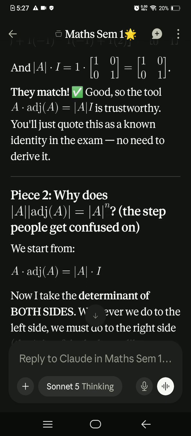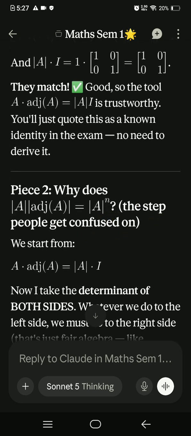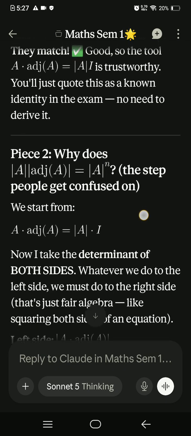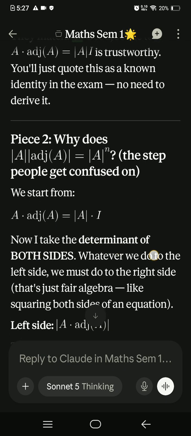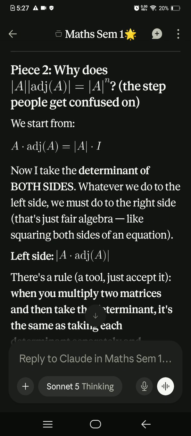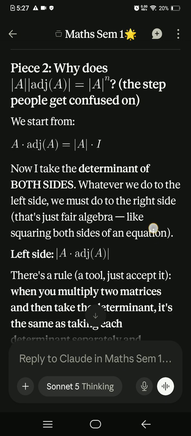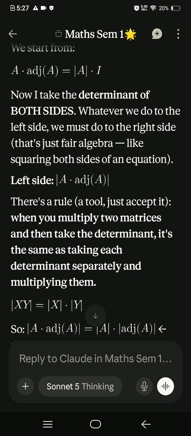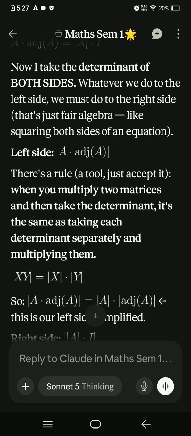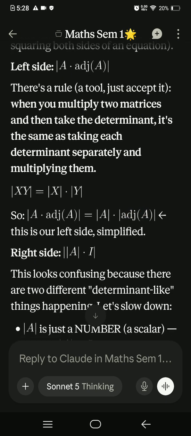Fine. Now the step people get confused on. We start from this, so now take the determinant on both sides. Whatever we do to the left side, we must do to the right side. That's just pure algebra, like squaring both sides of an equation. So on the left side we take the determinant. There's a rule, just accept it: if you multiply two matrices and then take the determinant, it's the same thing as taking each determinant separately and multiplying them. So this was not confusing.